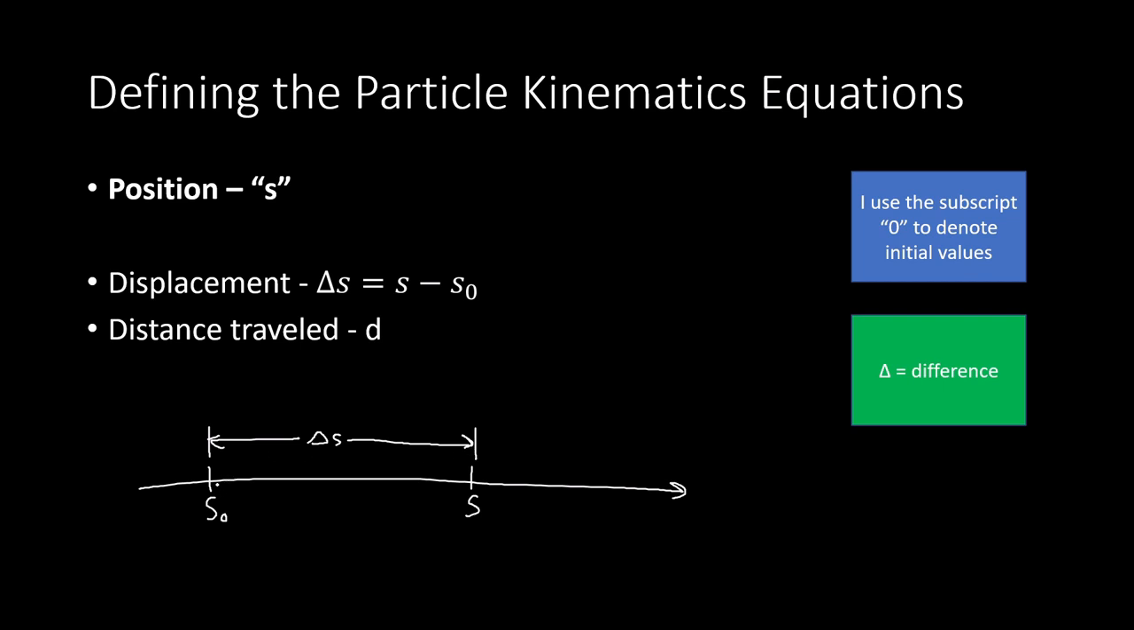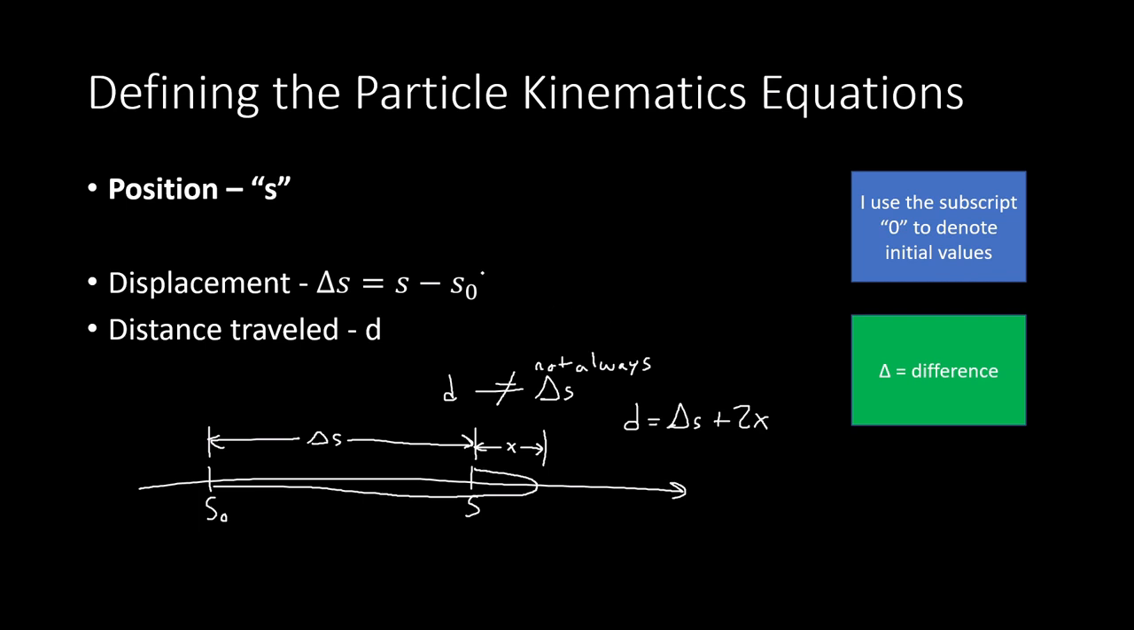But if our actual path traveled looks something like this, where we go past and come back, then the total distance traveled will also include whatever this value happens to be here. So note that the distance does not always equal the displacement. In this case, our distance is equal to the displacement plus 2 times this value, because you go here and you come back.